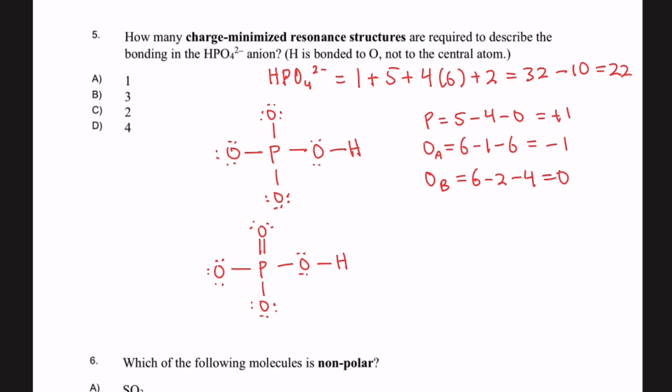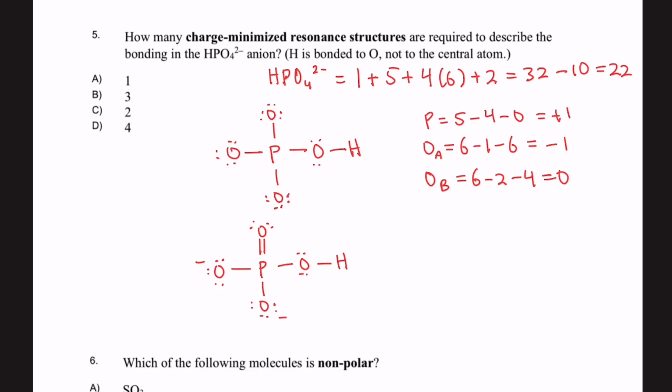And if you calculate the formal charges again, the phosphorus will now be 0, and only 2 of the oxygens will have a -1 charge, which are these 2. I'm not going to go through it, but you can calculate it yourself if you like. So these are our resonance structures, and it's asking how many charge minimized resonance structures there are.